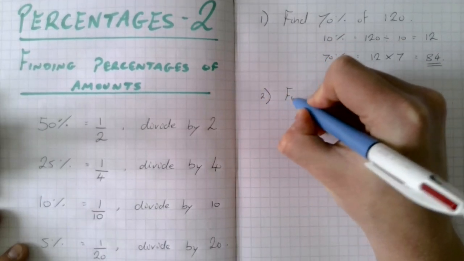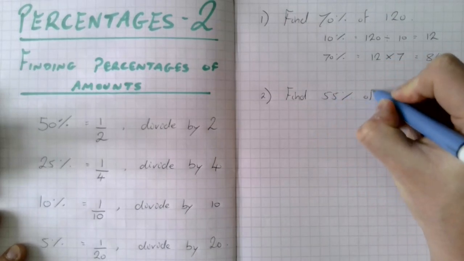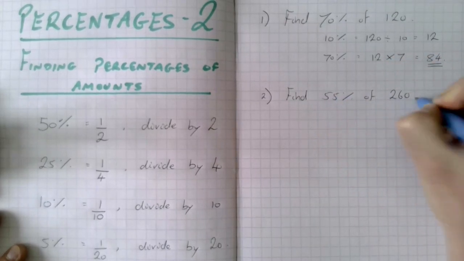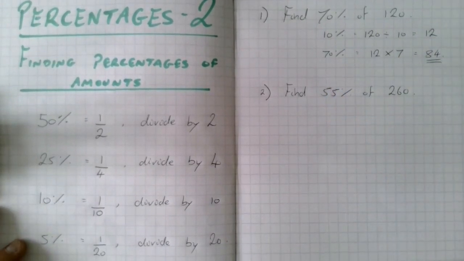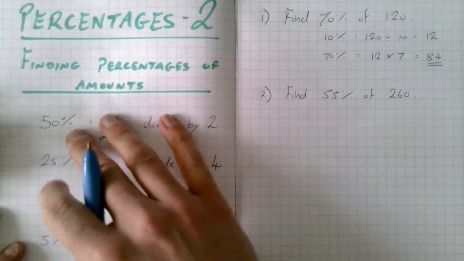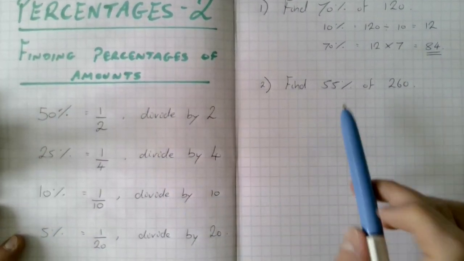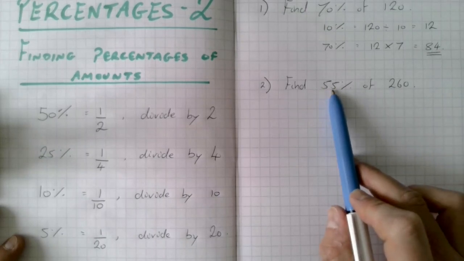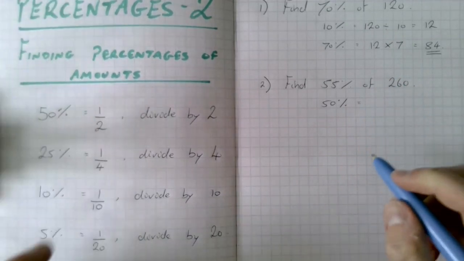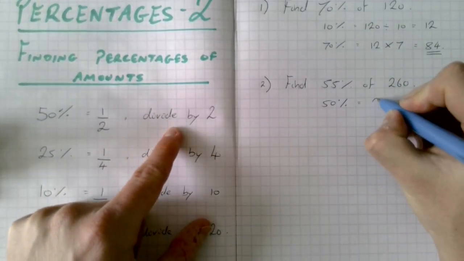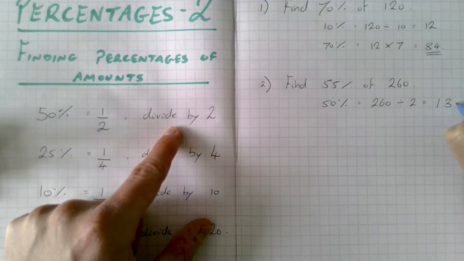Example 2, let's do find 55% of 260. So 55% of 260. Now this time I'm going to need to use a couple of these different facts over on the left hand side. So first of all, a nice round number close to 55 would be finding 50%. And to find 50%, I need to half or divide by 2. So 260 divided by 2 is 130.